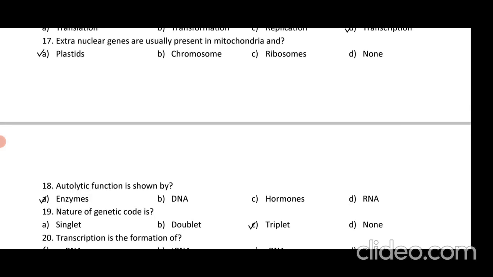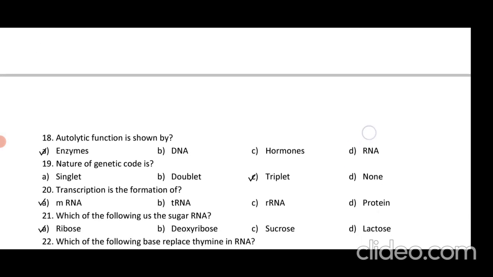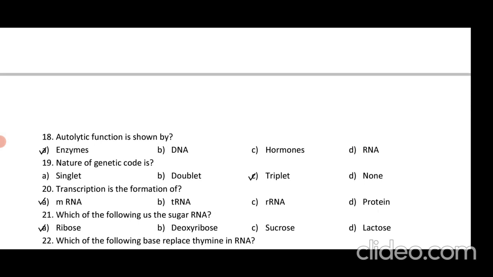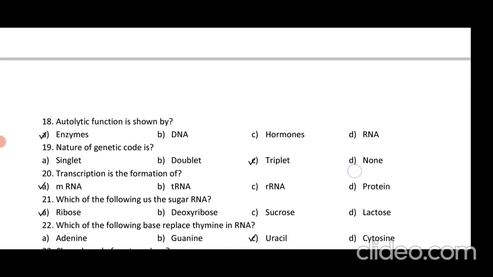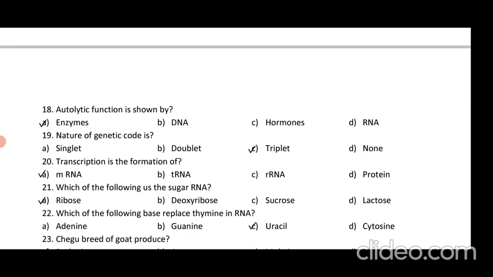Autolytic function is shown by enzymes. The nature of the genetic code is triplet. Transcription is formation of messenger RNA. Ribose is the sugar of RNA. Which of the following bases replaces thymine in RNA? Uracil. Uracil replaces thymine in RNA.